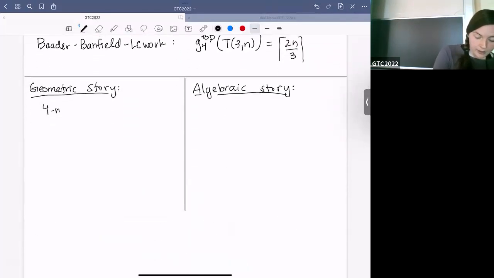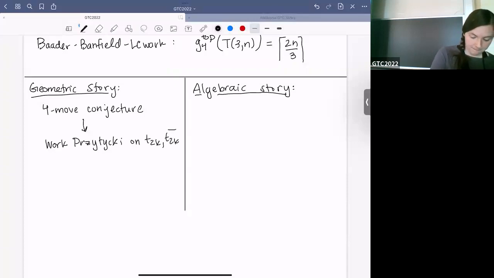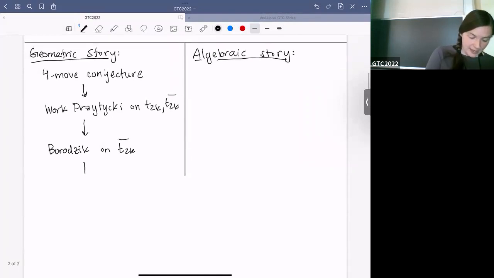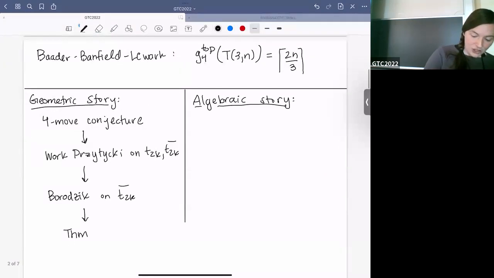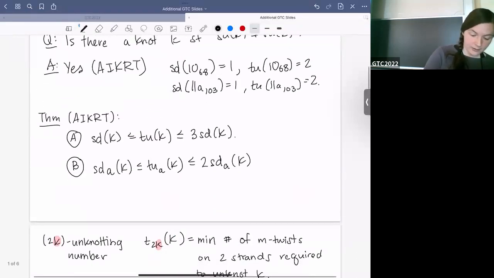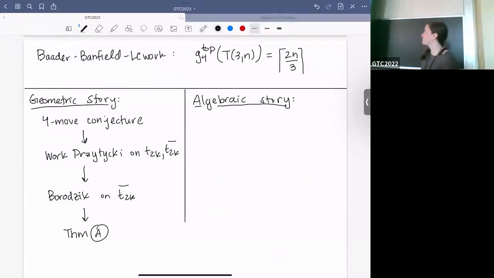So my geometric story is going to be inspired by work on something called the four-move conjecture. I'll tell you what that is in a moment. Which inspired work of Shatitsky on these T2K bar guys. And that then inspired work of Borodzik on just the bar ones, which are of course most closely related to what I'm interested in. And that's actually going to inspire our proof of the geometric version of that theorem. So I think I called that A. So that's the geometric story.